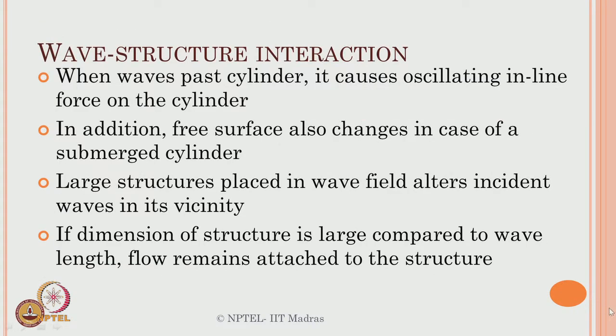When we talk about wave structure interaction, it is very important to know that when waves pass the cylinder, they cause oscillating inline forces on the cylinder. In addition to that, the free surface also changes in the case of a submerged cylinder because of variable buoyancy or variable submergence effects. Large structures placed in a wave field alter incident waves in their vicinity. If the dimension of the structure is too large compared to the wavelength, flow remains attached to the structure. So, the flow remaining attached means that when the flow is from left to right, it has a tendency to take back the structure along the same direction. Therefore, the resistance offered to the structure becomes null and void.